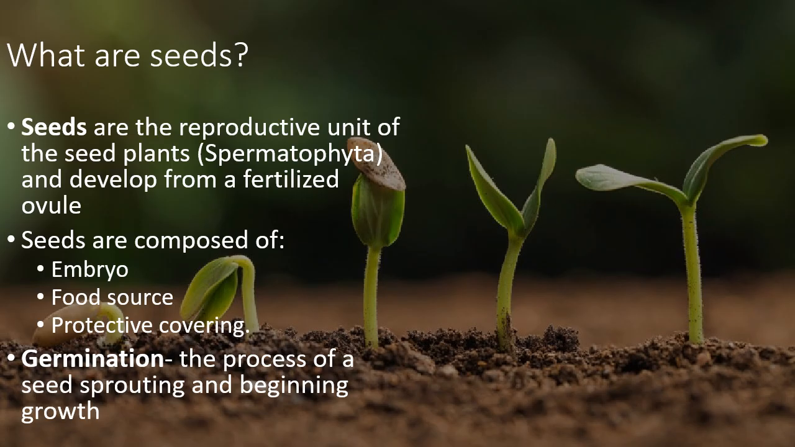To begin with, what are seeds? Seeds are the reproductive unit of the seed plants. That's the clade Spermatophyta. Not all plants produce seeds, but the plants that do produce seeds are the spermatophytes. And the seeds develop from the fertilized ovule within the ovary of a flower. Seeds are composed of an embryo or a baby plant, a food source, and a protective covering. And germination is the process of the seed sprouting and beginning growth. So those will be the main focuses of today's discussion.